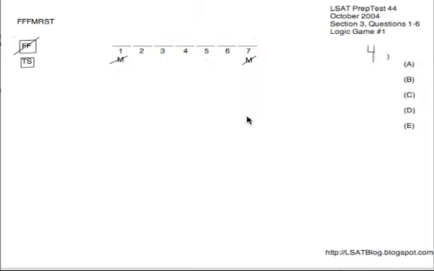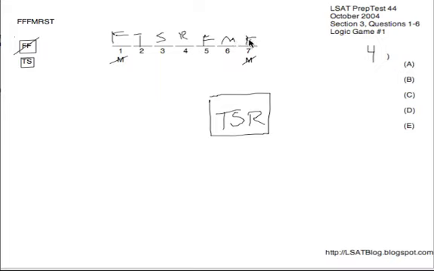Next, number 4, if R is the next one after S. So I've got R is the next after S. We've also got T occurring before that due to the TS box, so they are a complete box. Now they're asking us in general what must be true. So I'm just going to lay out a diagram here with TSR on 2, 3, 4, leaving room for F on 1, F on 5, and F on 7. And then, of course, M will end up going on 6 in the only slot remaining for it.